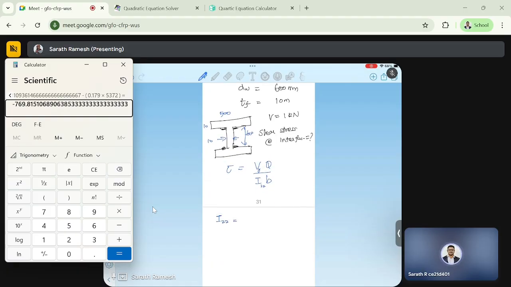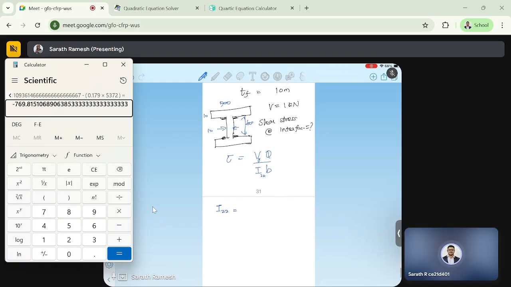So how to find Izz? There are two methods. First method, we can consider this as three rectangles and find using parallel axis theorem, or we can assume it's a bigger rectangle, 500 into 600 plus 20, 620 cube by 12, minus just the excluded portion. So 500 minus 10 is 490 into 600 cube by 12. Okay, this is I value.